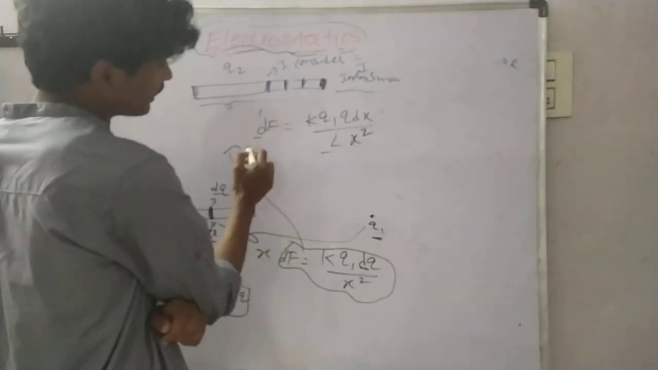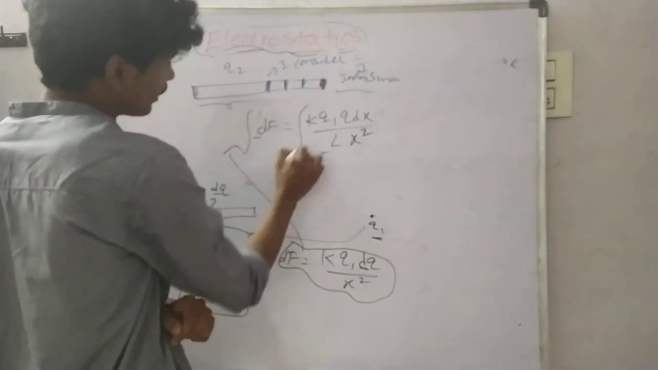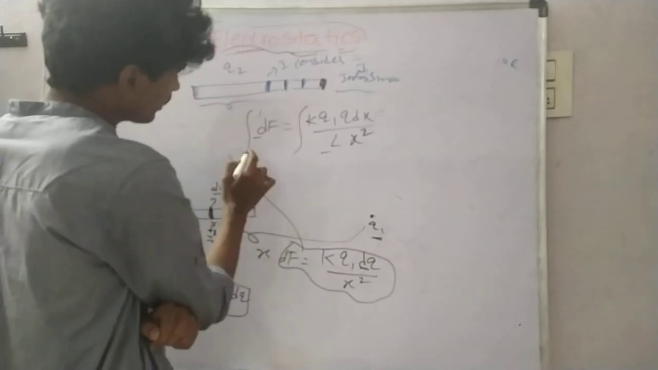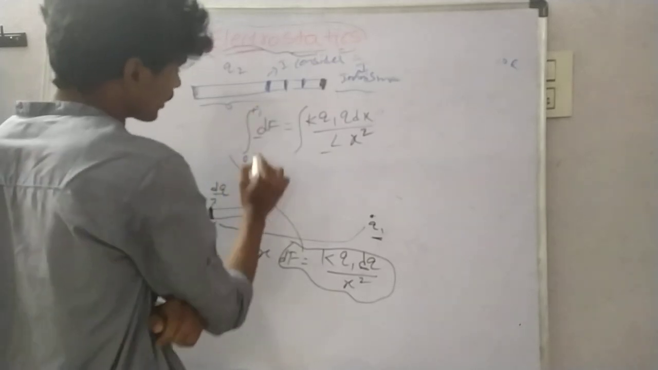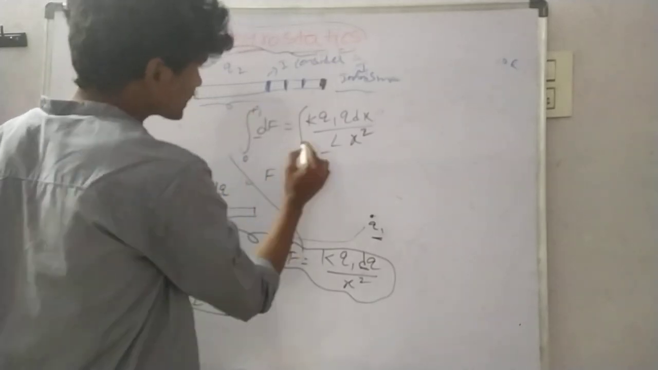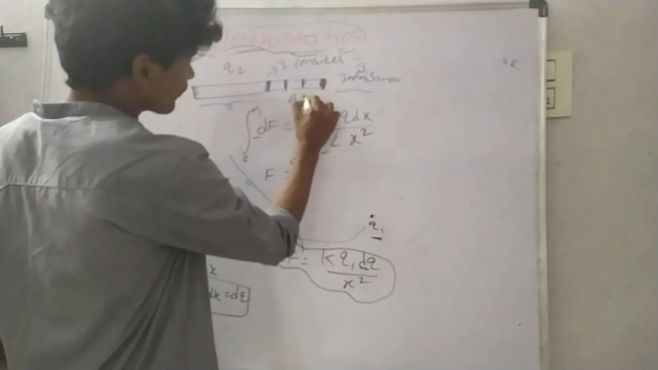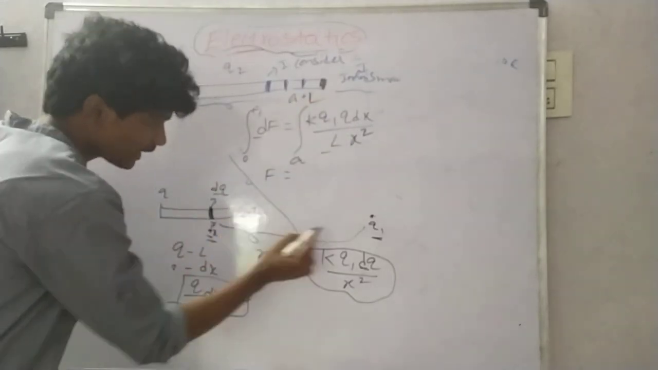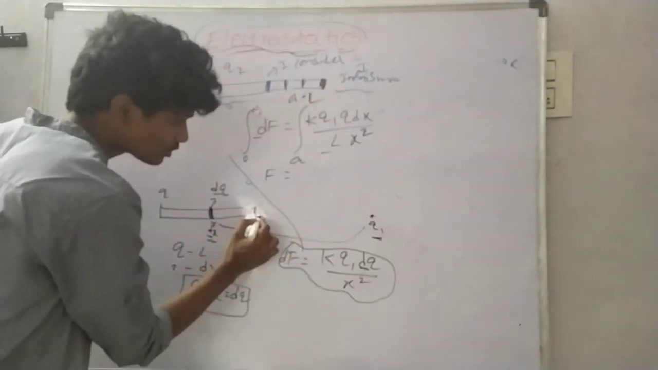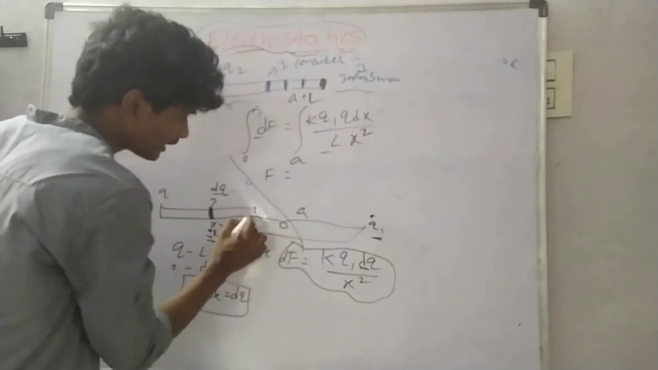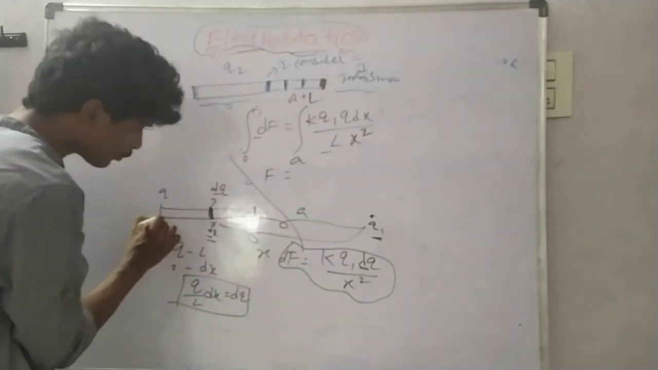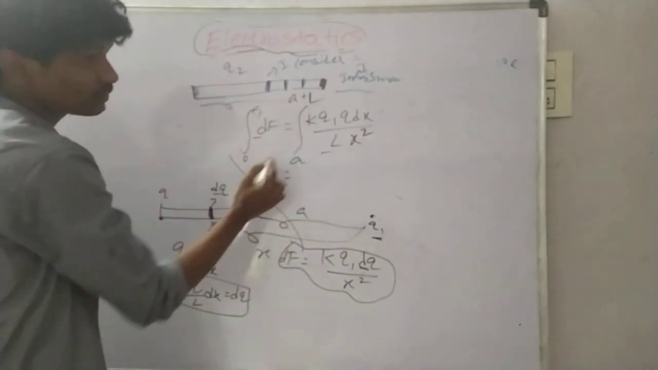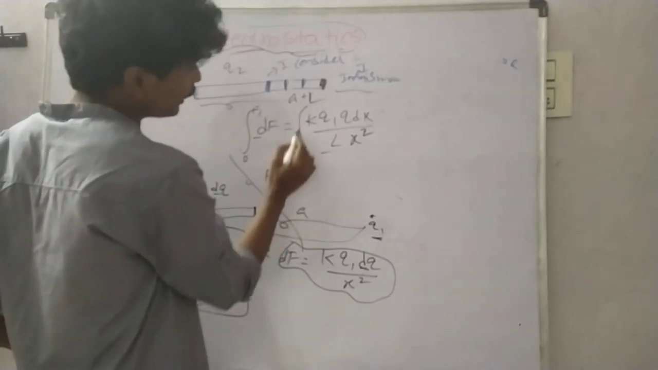If I want the whole force, what do I need to do? I need to integrate. So if I integrate on both sides, then the total force will go from 0 to F. So F will be, but x is varying from a to a plus L. Why? Because x starts from this point, so this distance is equal to a, and the maximum value of x can be at this point, that is nothing but a plus L. So the limits of x are from a to a plus L.